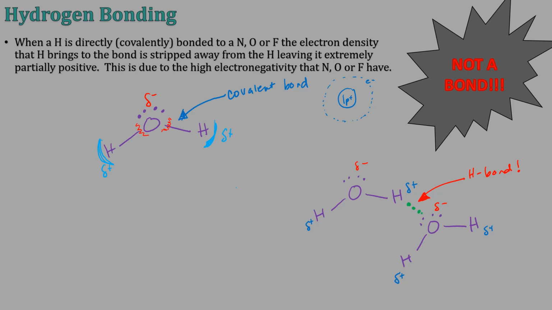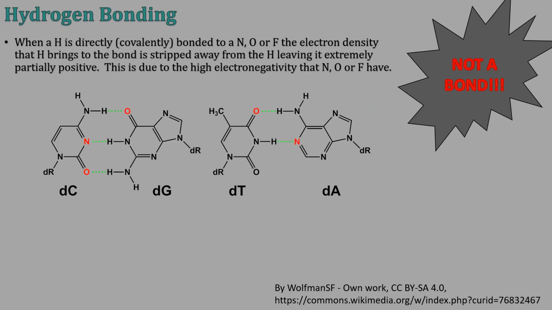We usually draw hydrogen bonds or any type of intermolecular forces as dots or dashes, whereas a bond is going to be a line. All right, and now I have another example of hydrogen bond that I think is important to show you. It's almost on every single AP test, so it's got to be important, right?